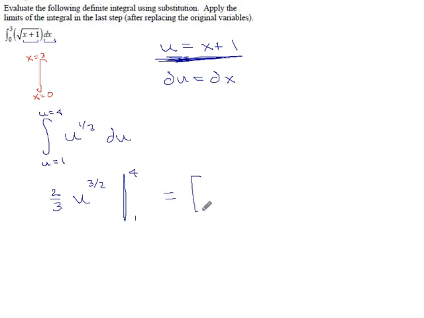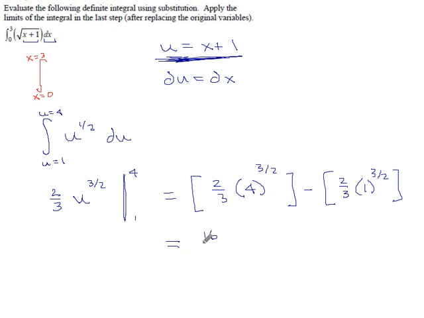And if we do, we get 2/3 of 4 to the 3 over 2 minus 2/3 of 1 to the 3 over 2. 4 to the third is 64. Square root of that is 8. 2/3 of that is 16 over 3. Minus 1 to any power is 1 times 2/3 is 2/3. 16/3 minus 2/3 is 14/3.